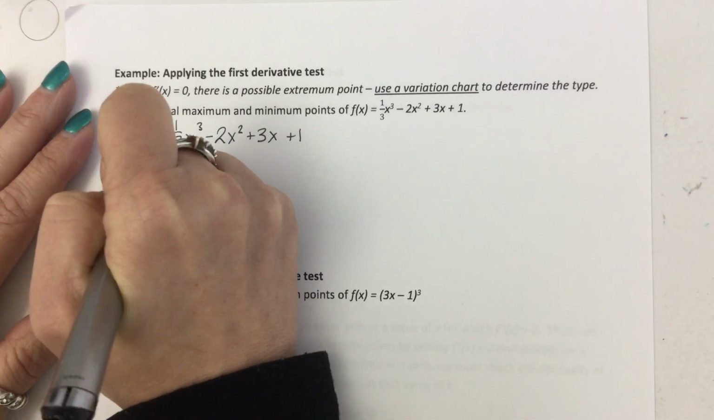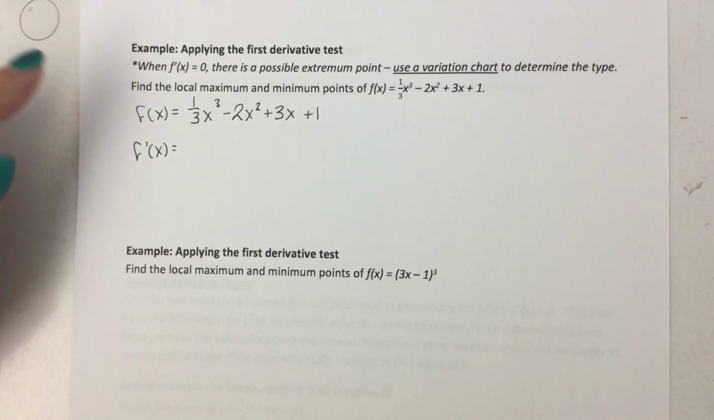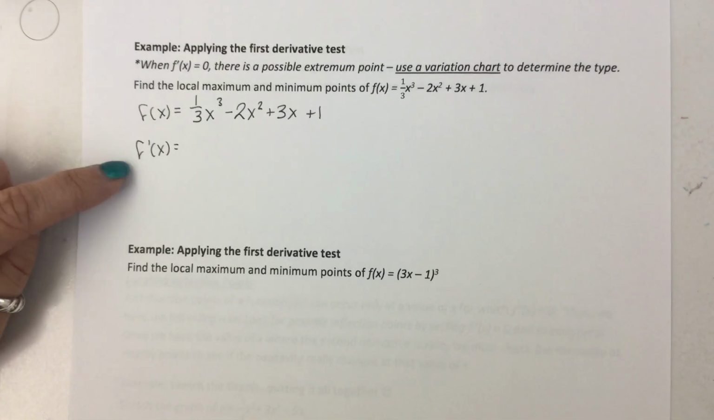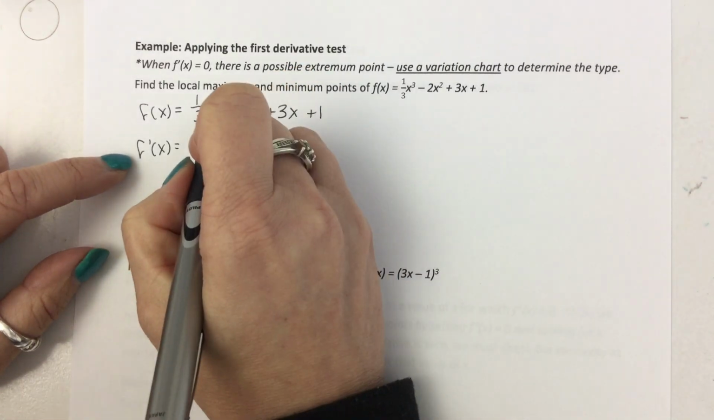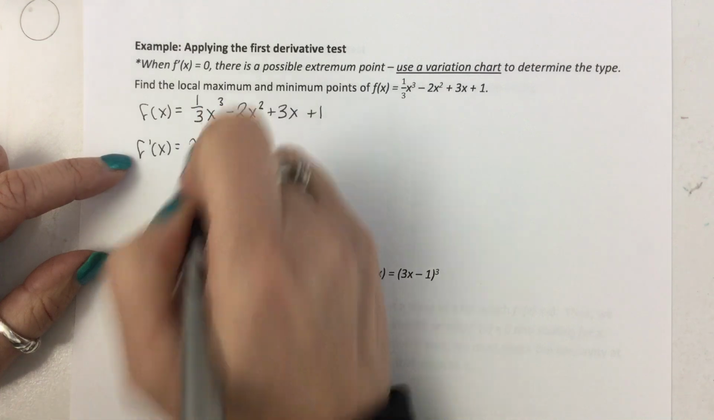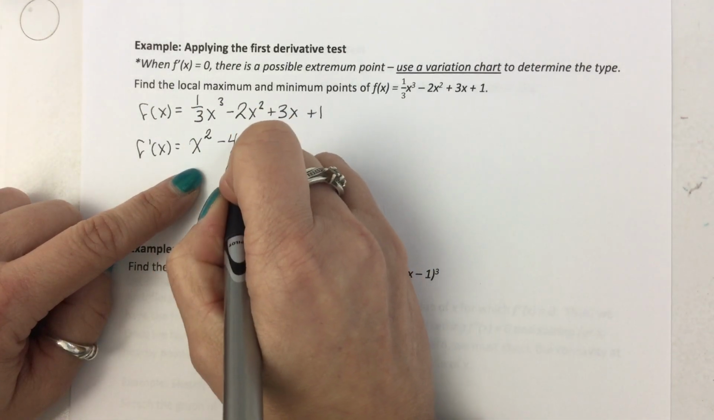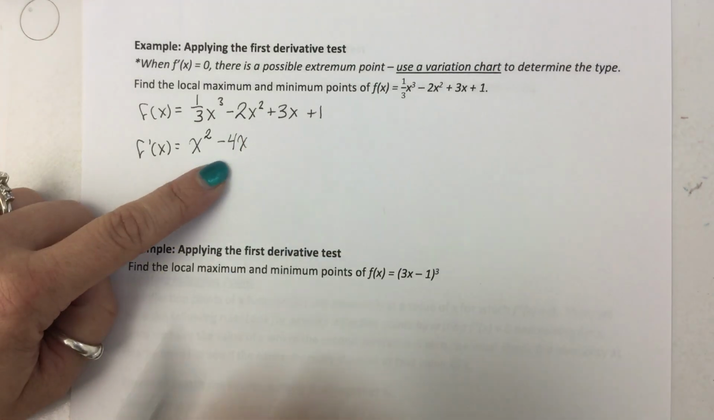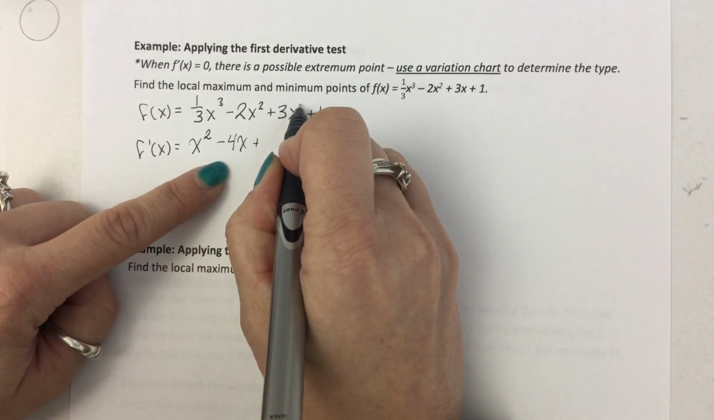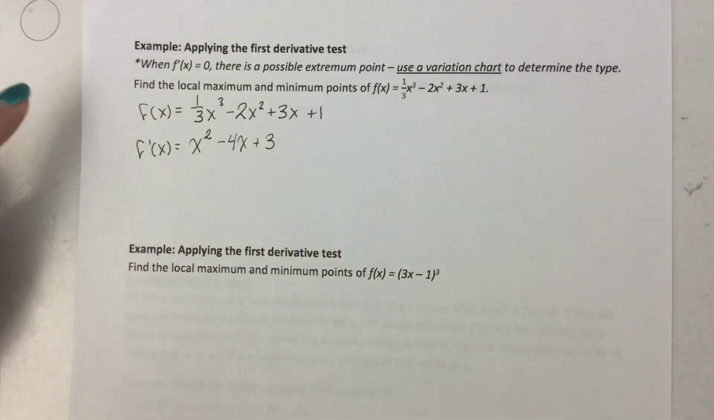If I am applying the first derivative test, step 1, you need to find the first derivative. You can't do the first derivative test without the first derivative. 3 times 1/3 is 1. You'd still have an x, reduce the exponent, that becomes x squared. 2 times -2 is -4. Reduce the amount of x's by 1, plus this is a 1. 1 times 3 is 3. I would no longer have an x. The derivative of 1 is 0.